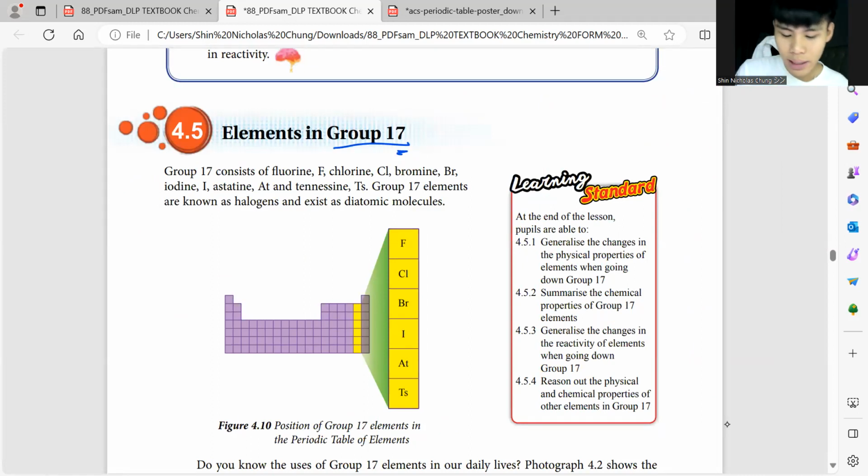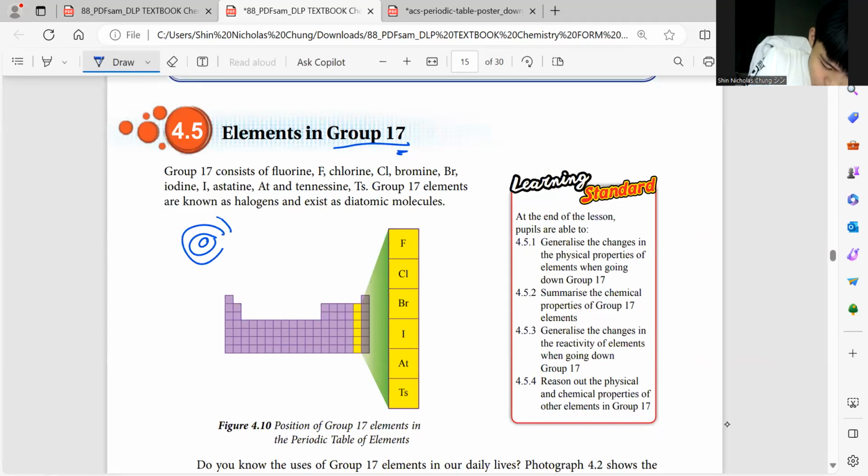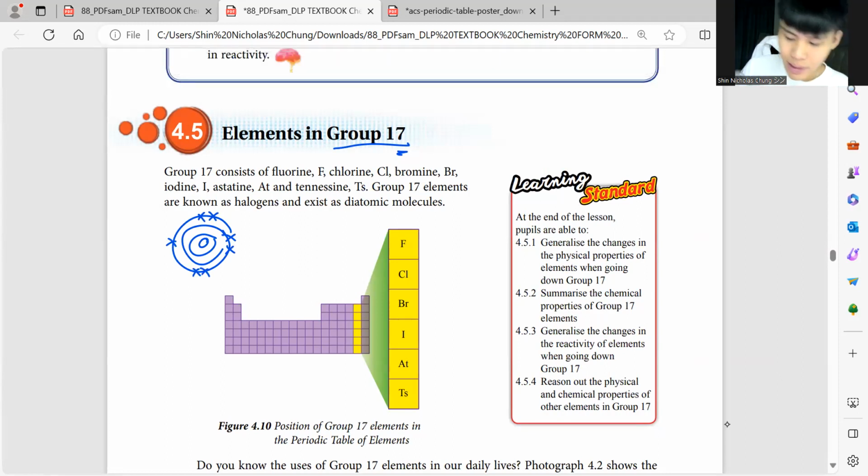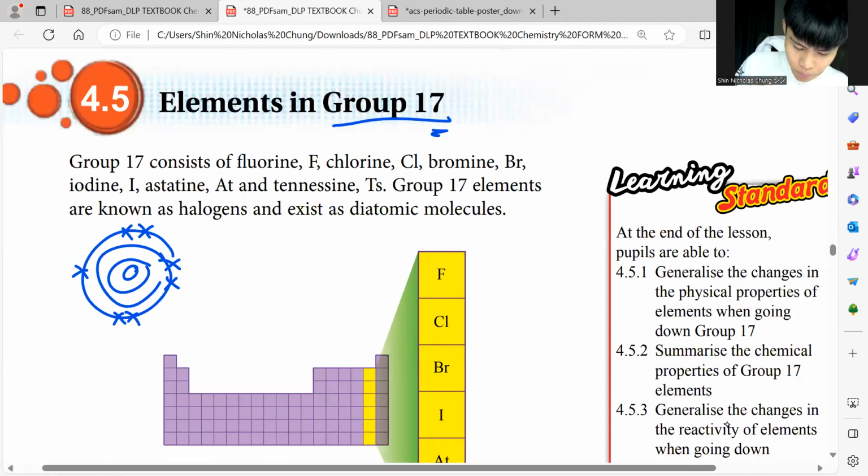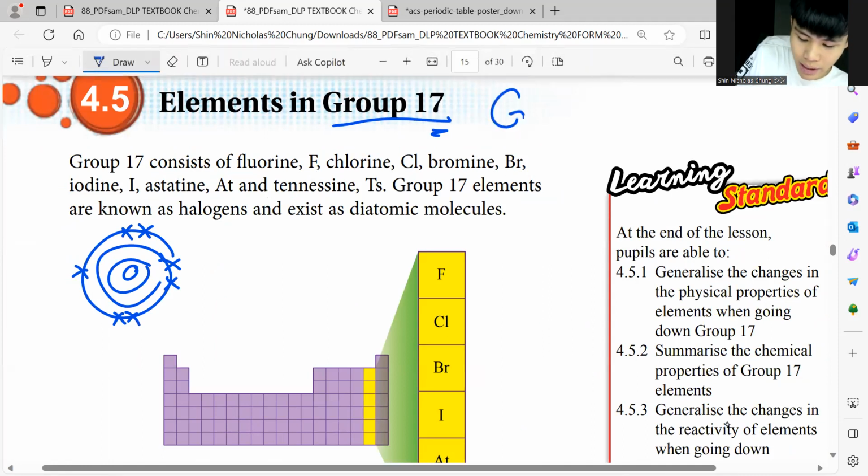Let me ask you one thing. Theoretically, let me draw it out. That means it has 1, 2, 3, 4, 5, 6, 7, so it has 7 valence electrons. I give you one concept first: group 17 is a very reactive gas. It's called halogen.